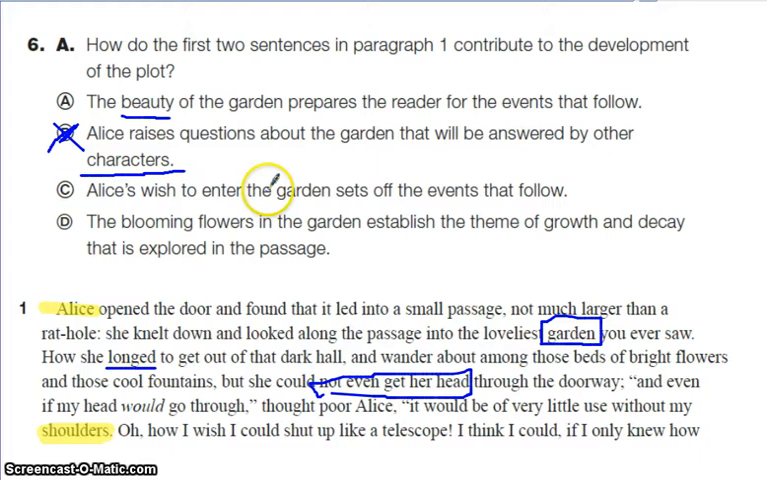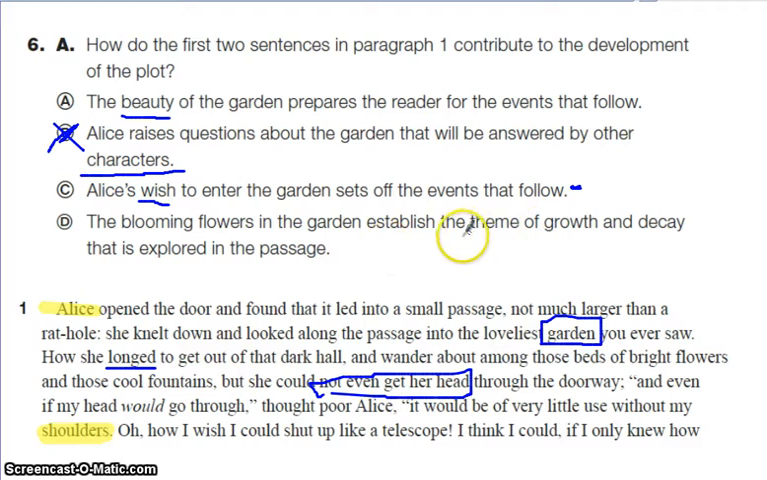Alice's wish to enter the garden sets off the events that follow. Okay, it's true. Alice does wish to go to the garden. Does her desire to go to the garden result in future events that the passage describes? If so, then this would be the answer choice. That would be correct. And then finally I have the blooming flowers in the garden establish the theme of growth and decay that is explored in the passage.